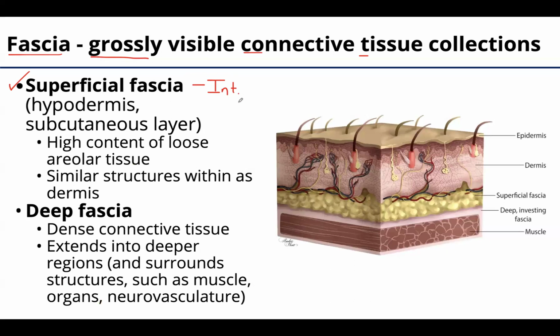So superficial fascia is going to be part of the integumentary system, but deep fascia is not. But I did want to mention it here because we are going to encounter it in the laboratory. Deep fascia can be located anywhere in the body, not just directly deep to the dermis like the superficial fascia. Deep fascia is going to be composed of dense, typically irregular connective tissue. And it surrounds structures like muscles or groups of muscles, organs, and neurovasculature. So located in all parts of the body, not just directly deep to the skin.